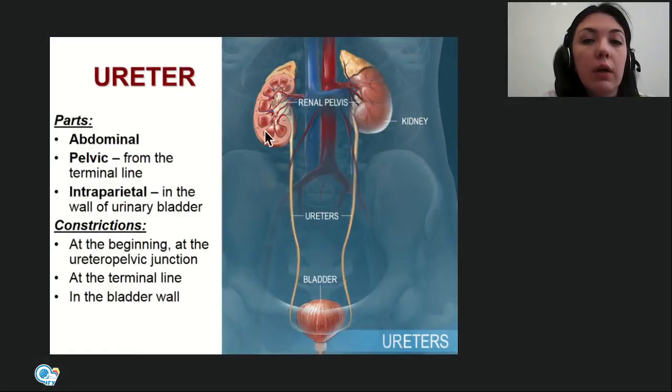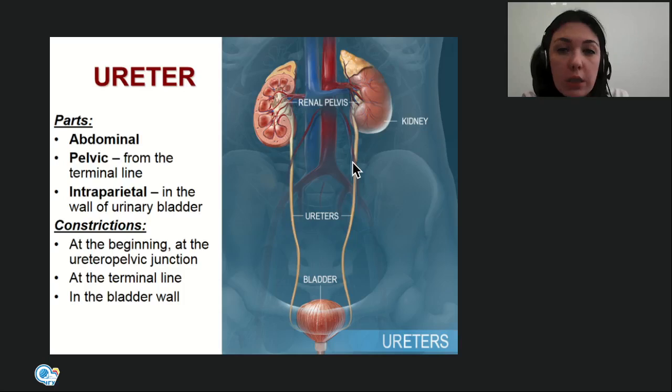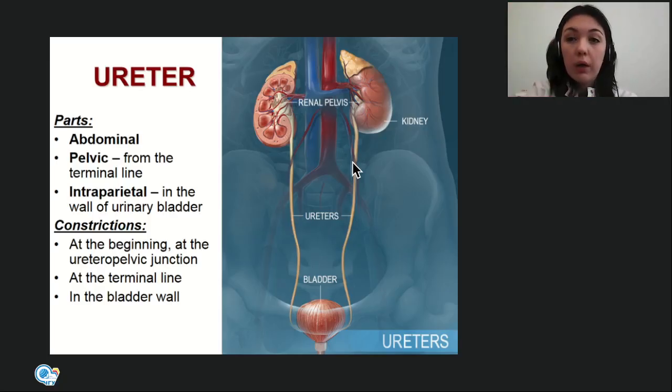So after urine is produced and excreted to the renal pelvis, it continues its movement to the ureter. So ureter, here we can see it. It is a paired organ of the urinary system, and its only function is transport of urine from the kidney to the urinary bladder. It is also located retroperitoneally, and it's very long.